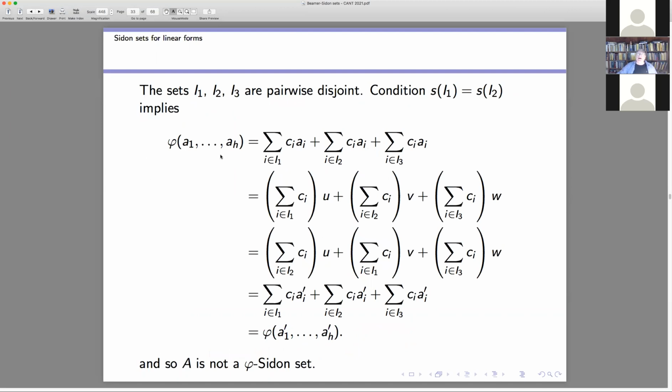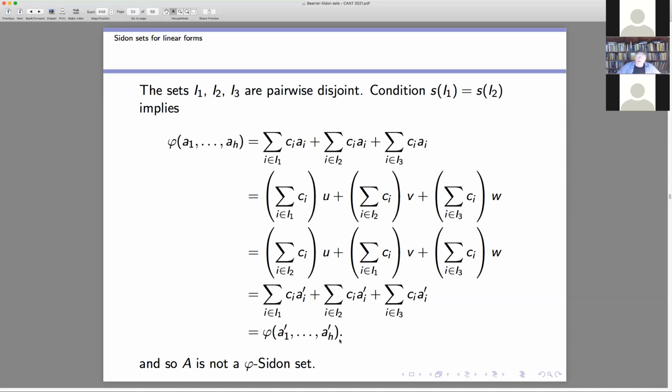And you do this calculation, and phi of a_1 up to a_h is the sum of c_i a_i for the i's in I1 and c_i a_i for the i's in I2. But in I1, the a_i are all u, and in I2, the a_i are all v, and these are all w. But the sum over i in I1 of c_i is the same as the sum over i in I2 of c_i. That is, we had these two equal subset sums. So you just switch these two things and rearrange it, and you get that phi of a_1 up to a_h is phi of a_1' up to a_h'. So A is not a Sidon set.